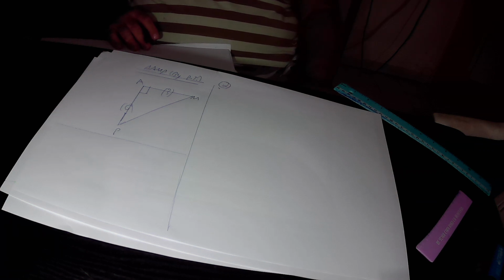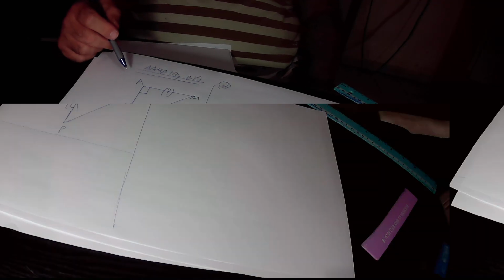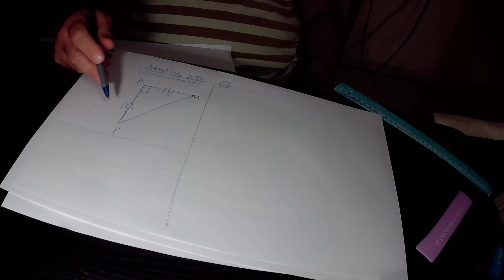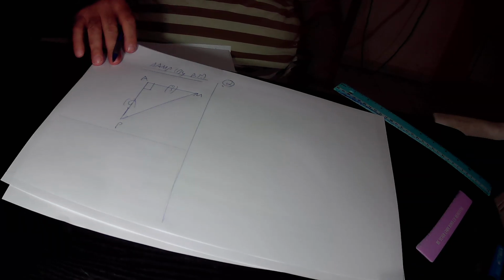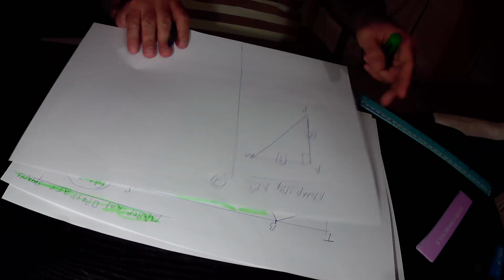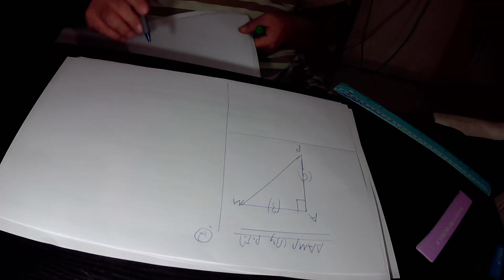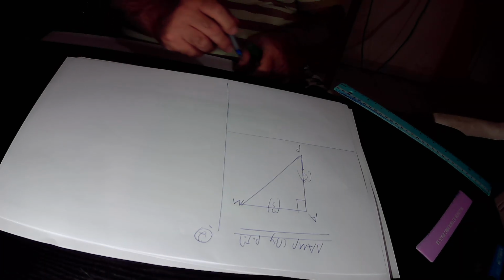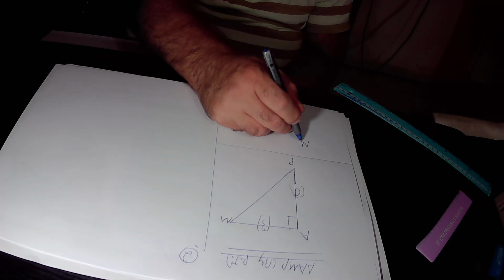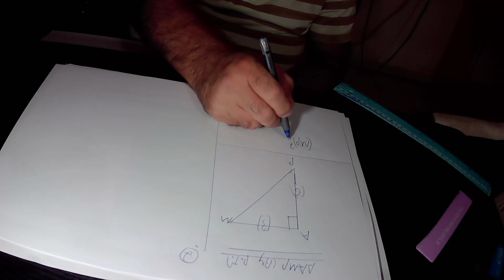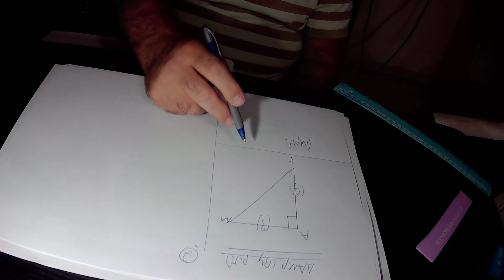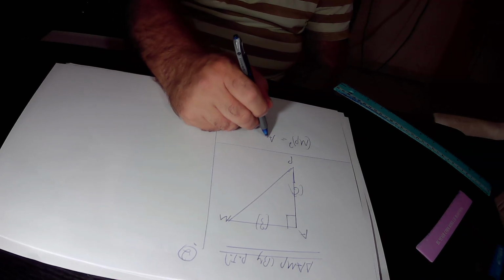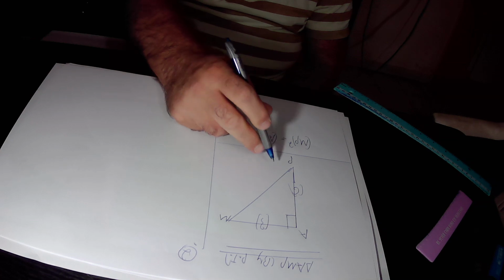So this is the right triangle AMP, according to the original drawing. In this right triangle AMP, MP squared, that is the square of the hypotenuse, equals MA squared plus AP squared. So I write it down. MP squared, that is the square of the hypotenuse, equals AM squared plus AP squared.